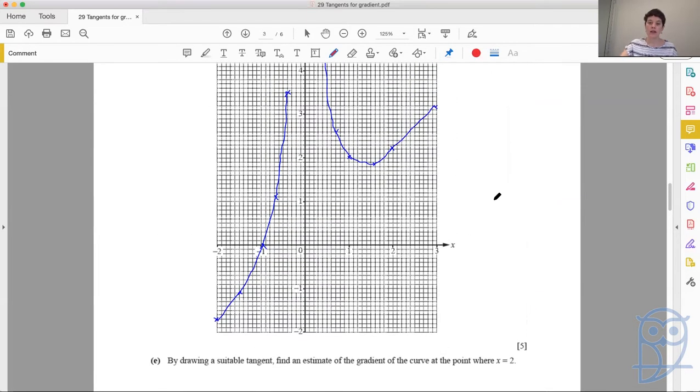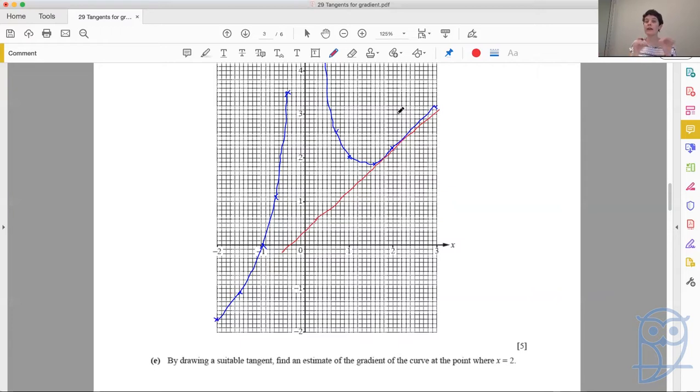So x equals 2 here. So we go up to our curve. We take our beautiful clear ruler and we line it up nicely so that we can then draw a straight line that just touches our curve at x equals 2. Okay, so you can see if we actually carried on with this tangent, we would cross the curve down here. But that doesn't matter because we're not worried about it crossing somewhere else. We're worried about it not crossing at our point of interest. Okay, so we have our tangent drawn.